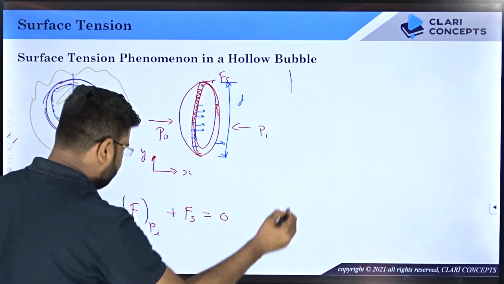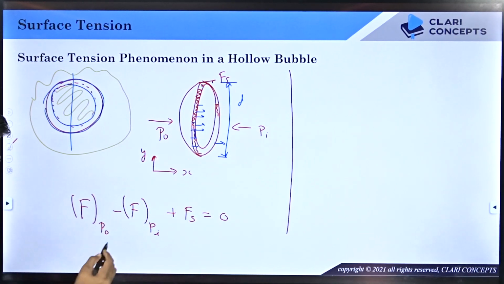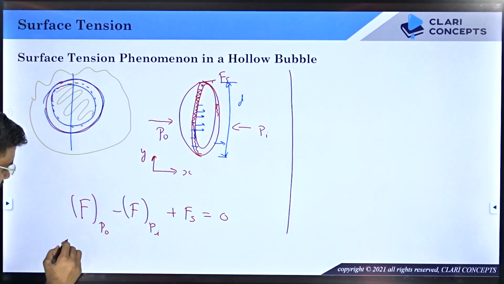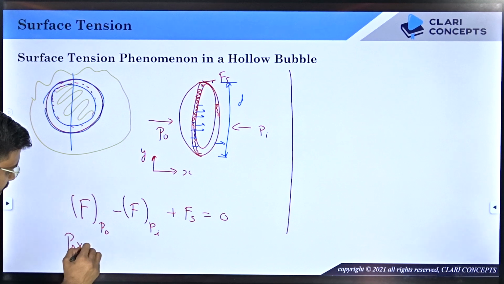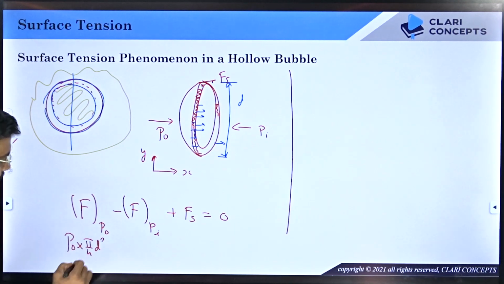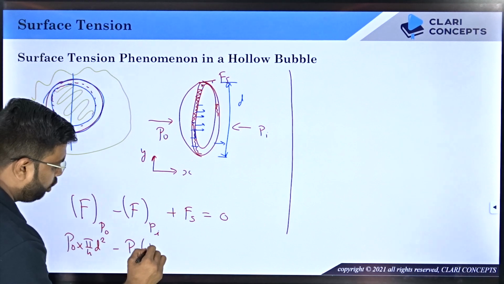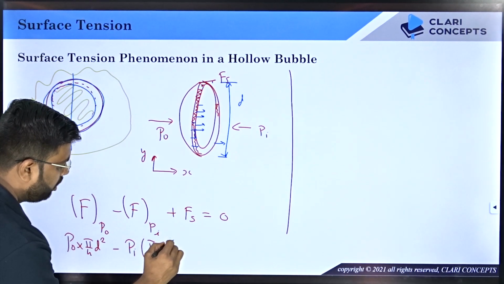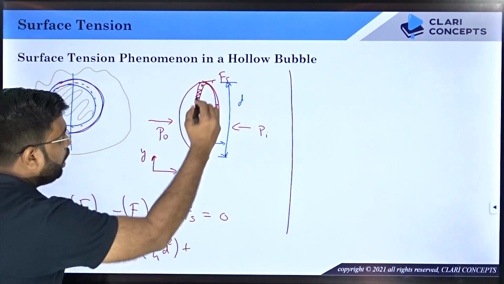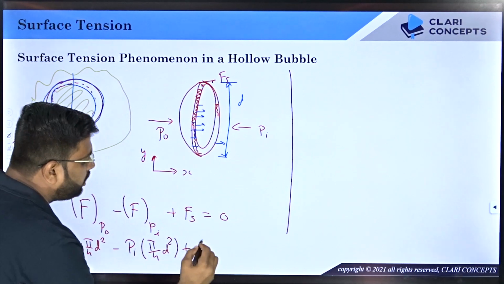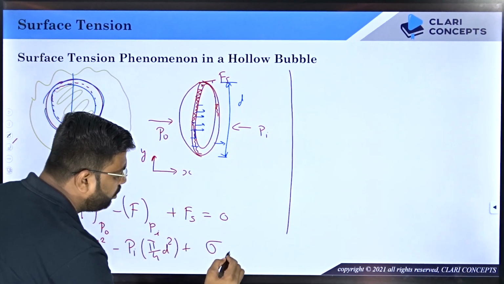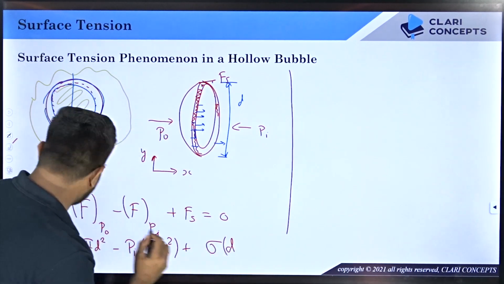Now what will you do? We will try to put the values. Force due to PO will be what? I could say pressure PO into projected area pi by 4 d square minus force due to PI will be again pressure PI into projected area pi by 4 d square. But here if you see surface tension, on one circumferential length, the surface tension will be sigma into d into pi, sigma into pi into d.